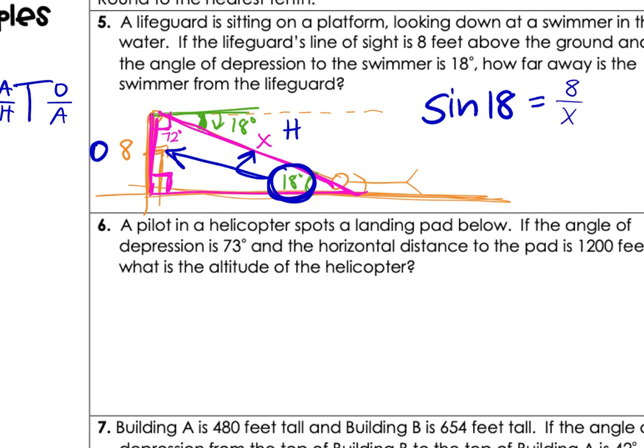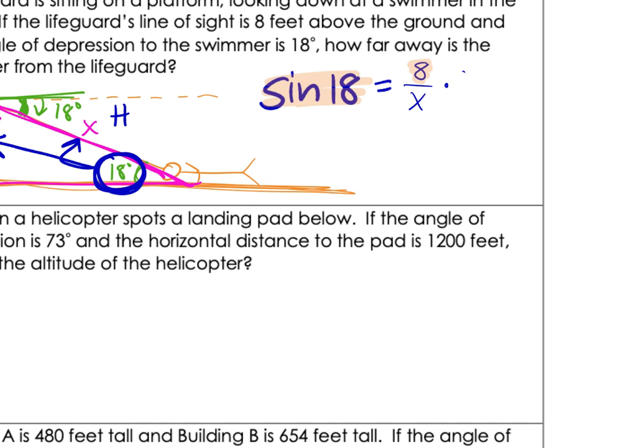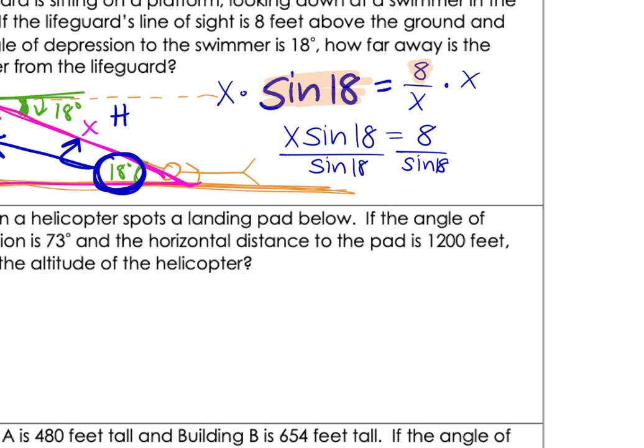8 over x. Has anyone picked up on the pattern that always happens with these? You multiply by x and then you divide. So every time, if you need a little shortcut, it's always this divided by that when all is said and done. Have you realized that yet? You're welcome to do that if that's the case. Multiply by x, multiply by x. So now you have x times the sine of 18 equals 8. And now we divide by the sine of 18. So this is what you're plugging into your calculator: 8 divided by the sine of 18. And what do you get?